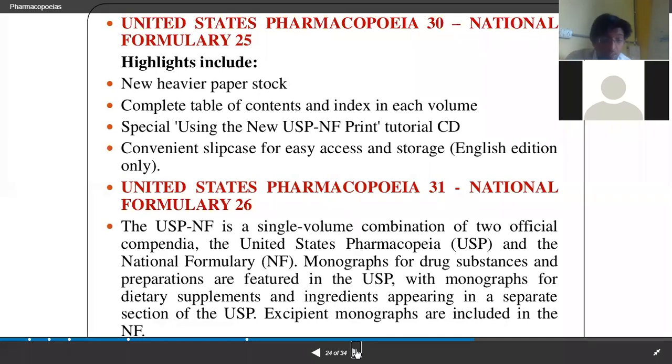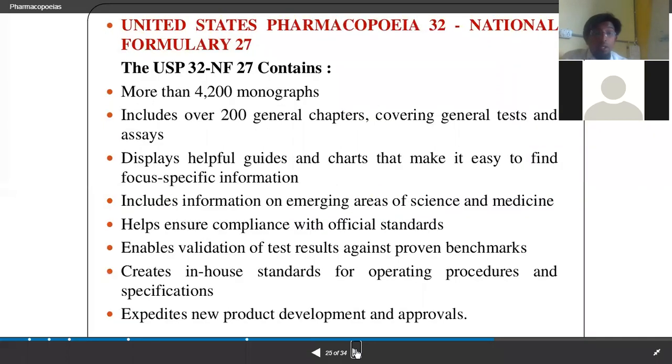Monographs for drug substances and preparations are specific features of USP, with monographs for dietary supplements and the ingredients, that is excipients, appearing in a separate section of the USP. Excipient monographs are also included in National Formulary. So these are the specifications of USP 31 and National Formulary 26.